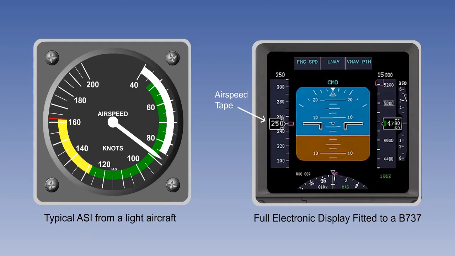In this lesson, we are going to look at the principle of operation and construction of an airspeed indicator, or ASI. We will also consider the matter of calibration, and the relationship between indicated airspeed, calibrated airspeed, equivalent airspeed, and true airspeed.